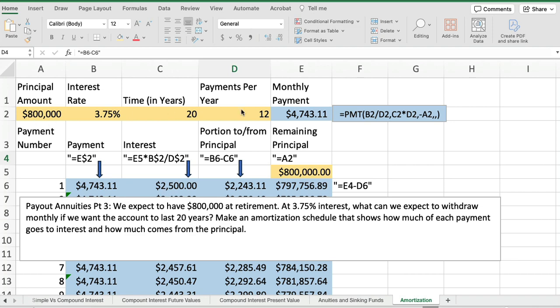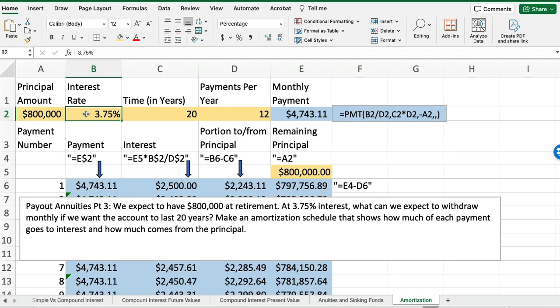So let's start with the top row up here, up at row 2. In row 2, we're actually going to be just calculating our monthly payment. So let's read the problem. We expect to have $800,000 at retirement. If 3.75% is our interest rate, what can we expect to withdraw every month if we want the account to last 20 years? So you will see that I just went ahead and typed in my 800,000 in cell A2. That's my principal or present value.